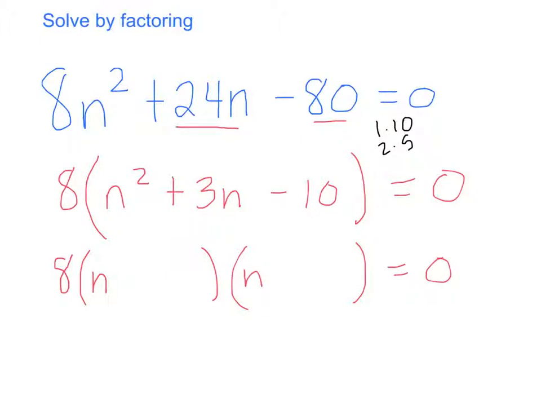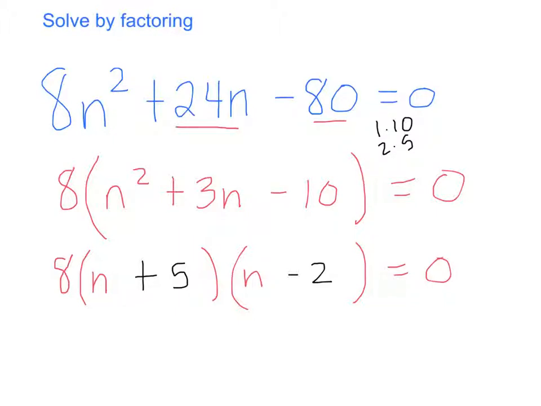So that means my 5 needs to be what? Positive. Say positive. And my 2 needs to be what? Negative. And the reason is positive 5 and negative 2 gives you positive 3. But then let's look at multiplying. Positive 5 times negative 2 is negative 10.